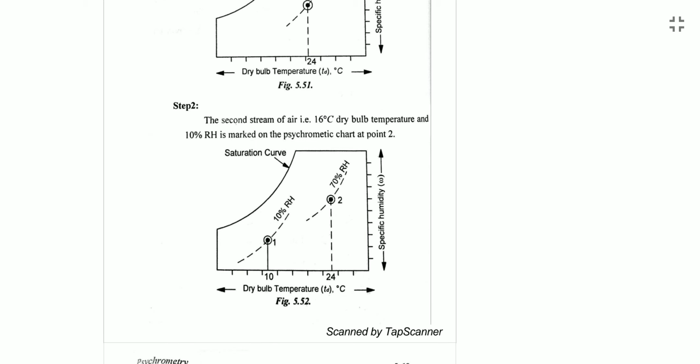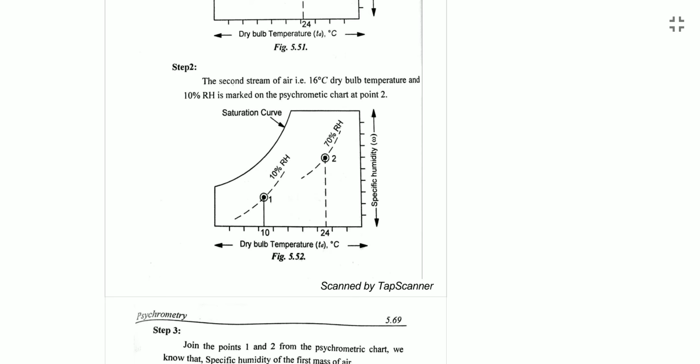Then the second point also, the relative humidity 10% and dry bulb temperature 10 degrees centigrade. So this also we find, points 1 and 2. So two conditions we marked. You can find the properties also. Then we connect these two points, the first point and second point.